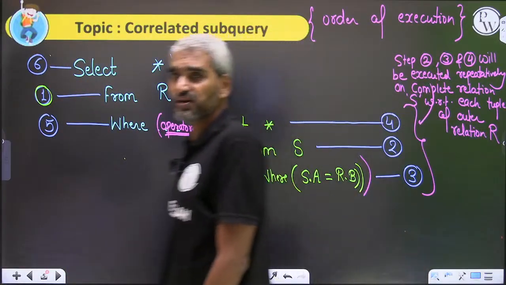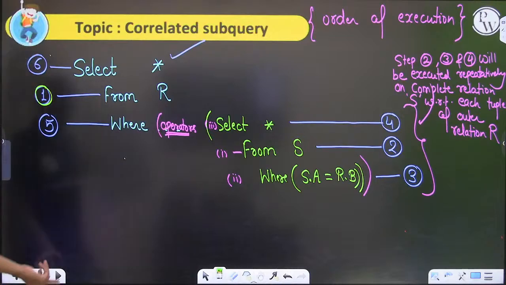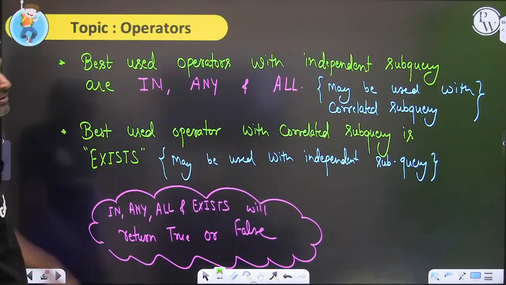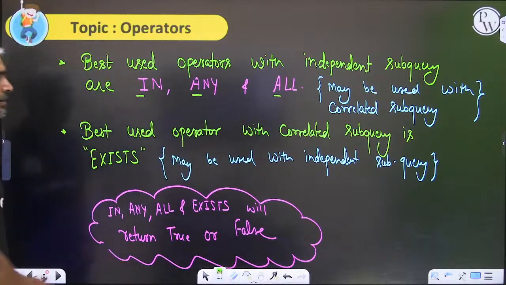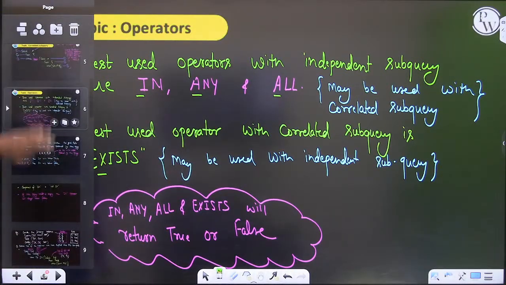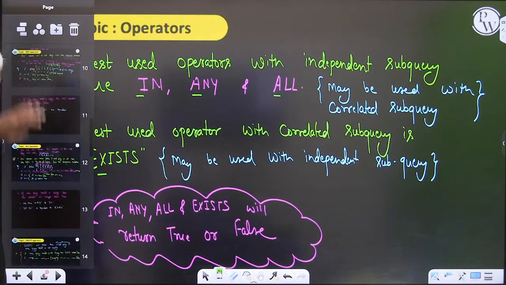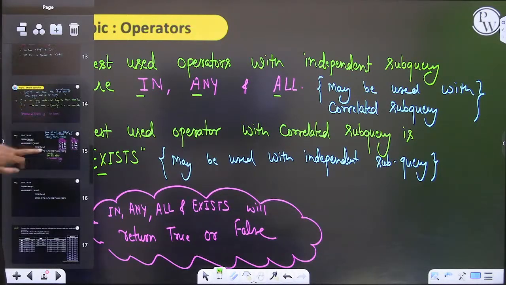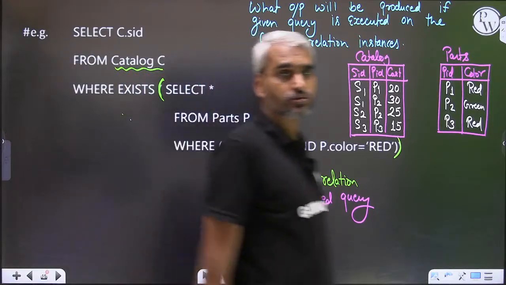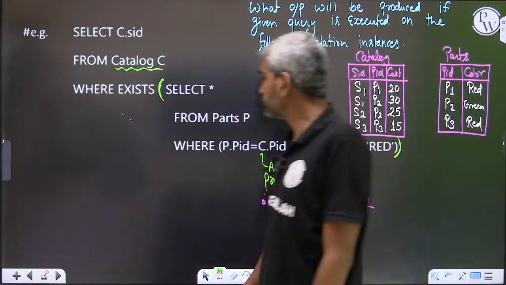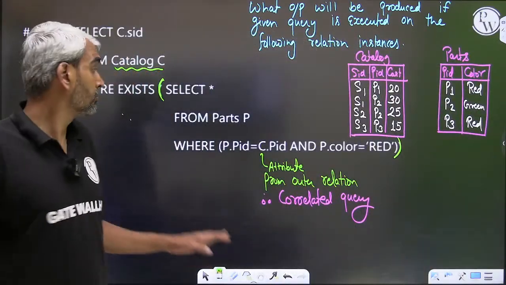Clear? So there are various operators which are used with these queries. We have already discussed these operators, in, any, all and exists, in the last class. So this is just for the purpose of revision so that you understand what all will be required for today's session. So yesterday I gave you a homework problem. So let's start with the homework problem. So this is your homework problem.